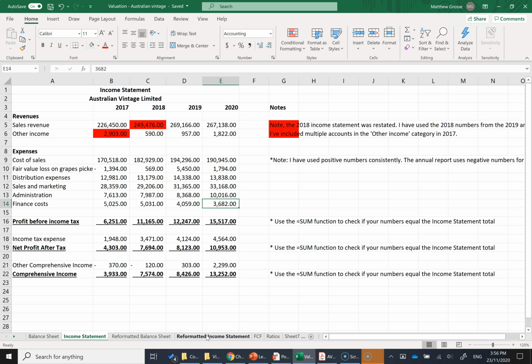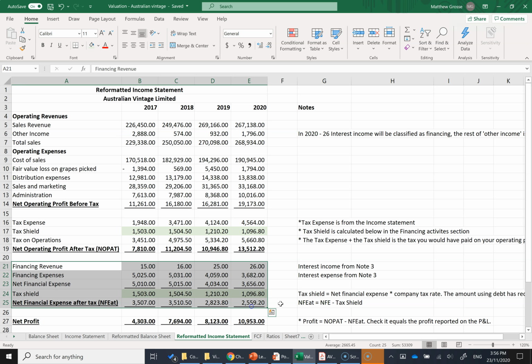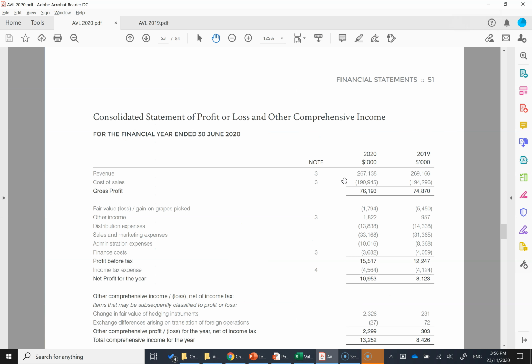So let's look at the reformatted income statement that I've prepared. I've put my operating revenues up top, then I've got my operating expenses. But I said what we need to do when we're preparing this is start down here with the financing section. So the financing revenue. In 2020, I said interest income is stated in note 3. So I actually had to look at the notes to the financial statements. For the revenue, cost of sales, gross profit, and other income, it all says check out note 3. So when I saw this other income number, I was like, okay, I need to know what this other income is. So I had to go check note 3.